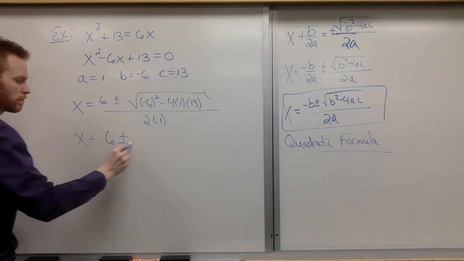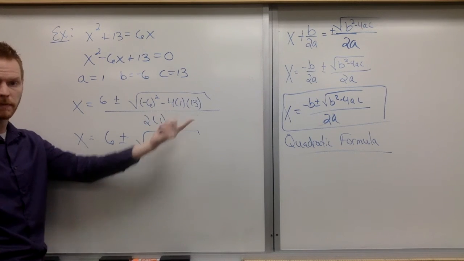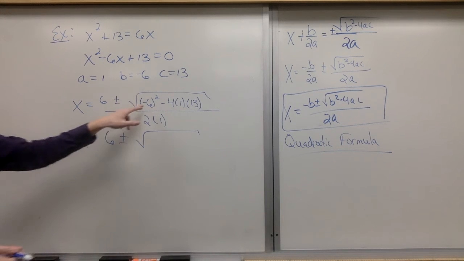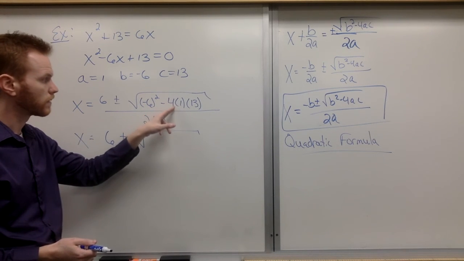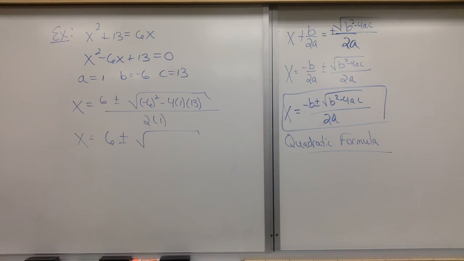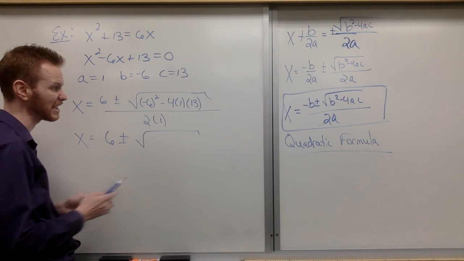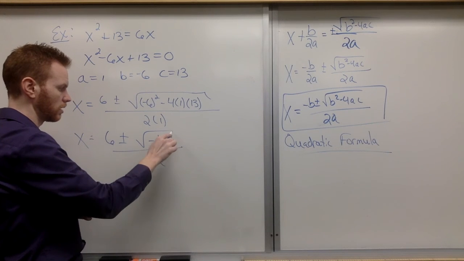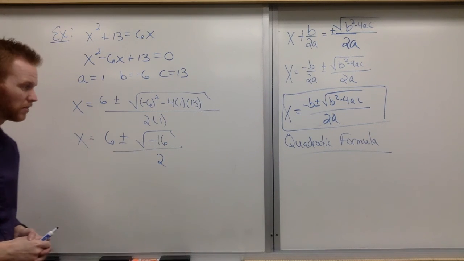Okay, so I have 6 plus or minus, and my first step is to simplify what's under the radical. So let's go ahead and do that. For this, I get 36 minus 4 times 1 times 13. Let's see, 4 times 13, what would that give me? 52. 52 minus 36 would give me 16. But it's going to be a negative 16. Sorry, the square root was a little bit too long.